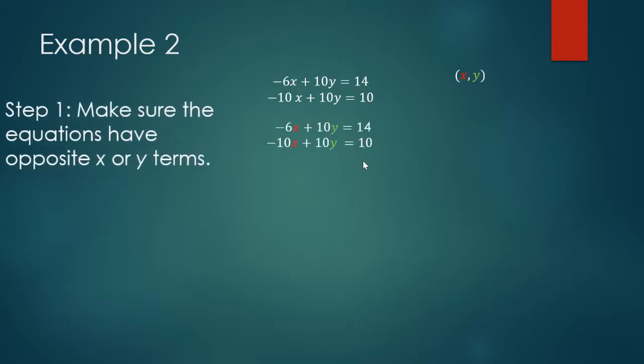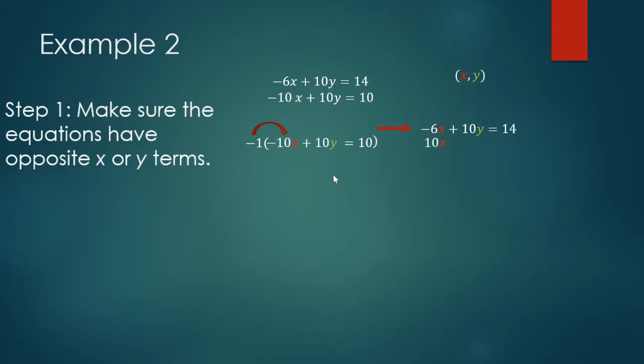So one thing to look at is the coefficients for x is negative 6 and negative 10. The coefficients for y is 10 and 10. So the easiest thing for me to do is change one of these into a negative 10. So I'm going to put parentheses on the bottom one and multiply it times negative 1. So for the top one, I didn't do anything, so all I'm going to do is move it. The bottom one, I'm going to distribute the negative 1 to every term inside the parentheses.